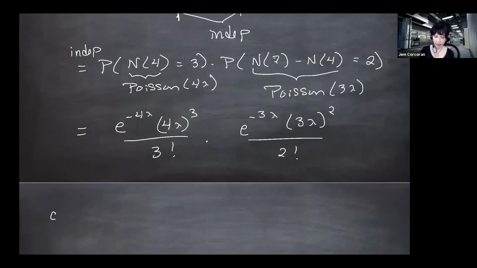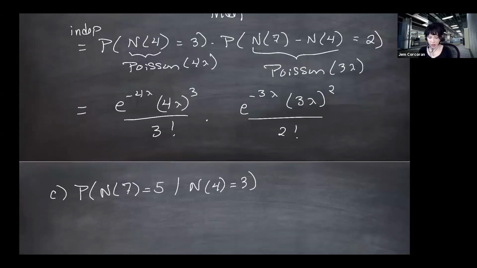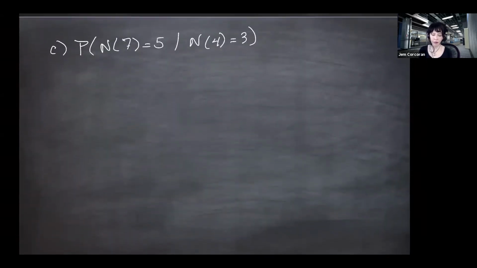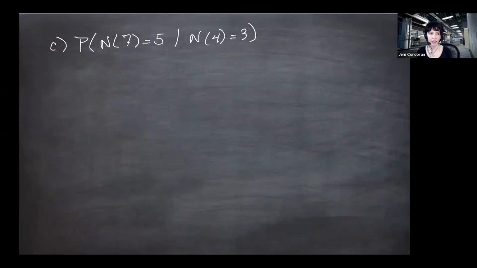Part C. And my C is a conditional probability. What is the probability that the number of arrivals at time 7 is 5, given that the number of arrivals by time 4 is 3? So first I'm going to do this a little bit informally, which I think is fine because it does kind of demonstrate your understanding of the Poisson process. But I imagine that some people would like to see it a little more formally. So I've had 3 arrivals by time 4, and I want the probability of 2 more arrivals in the next 3 units of time.